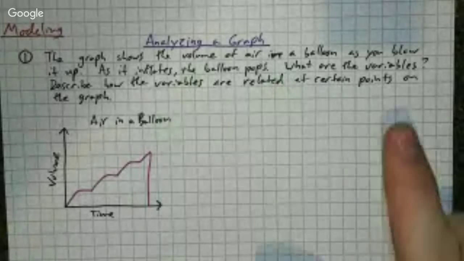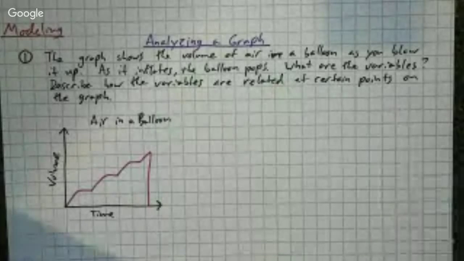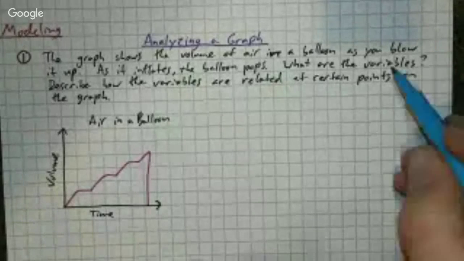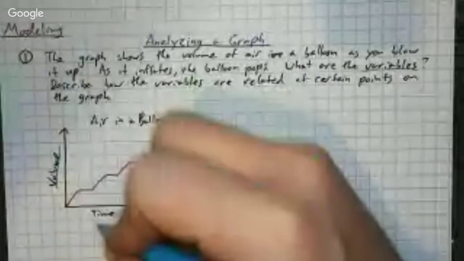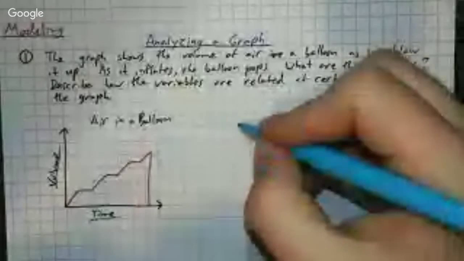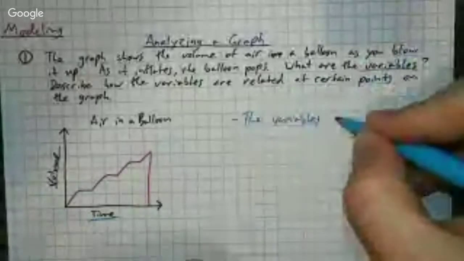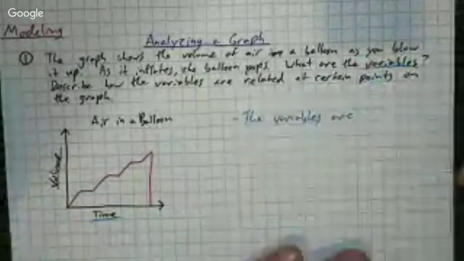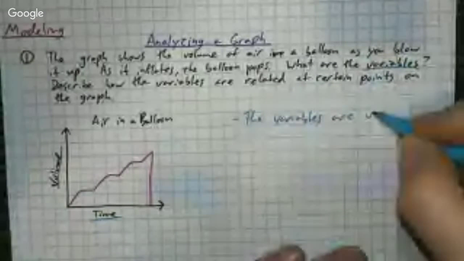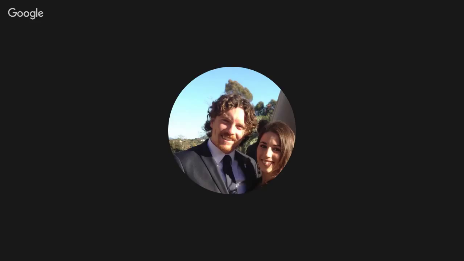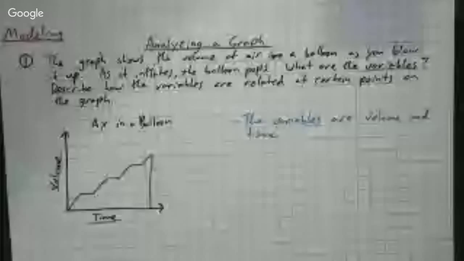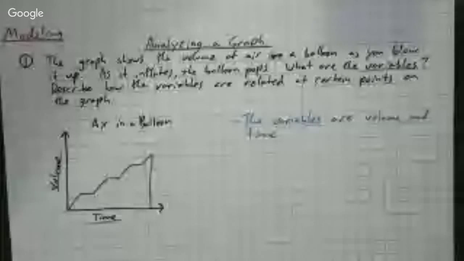So the first thing it asks is, what are the variables? The variables. Well, that's easy. The variables are just going to be volume and time. So over here, I'm going to go ahead and say the variables are volume of the balloon and the time since you started blowing the balloon. Now we understand what happened.